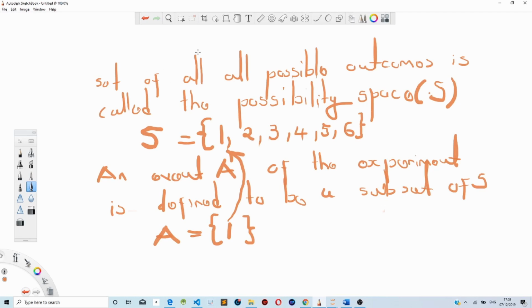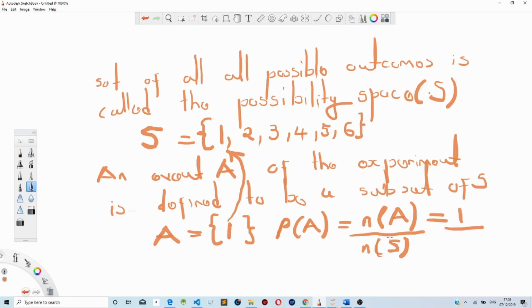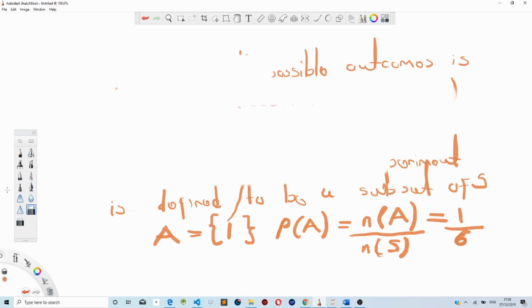So let's say, what's the probability of A? In this case, the probability of A is equal to the number of elements in event A over the number of elements in the possibility space. What is the number of elements in A in this case? The number of elements of A is 1, since we have one element. And the number of elements in the possibility space is 6, since we have 6 elements. So the probability of A in this case is 1 over 6. I just wanted you to be familiar with this notation.